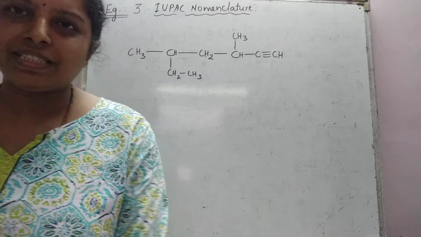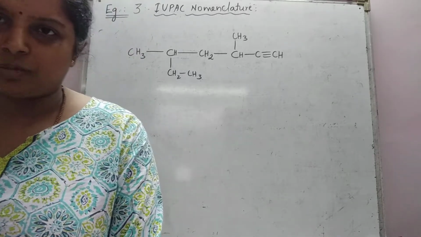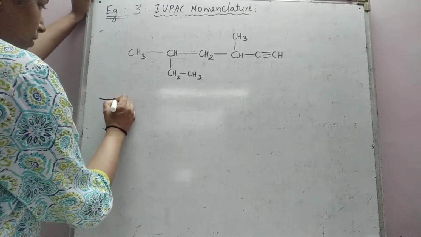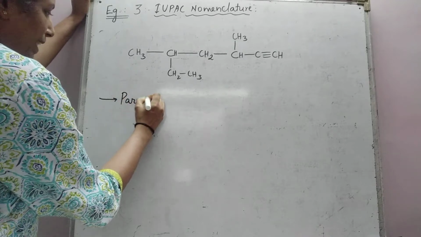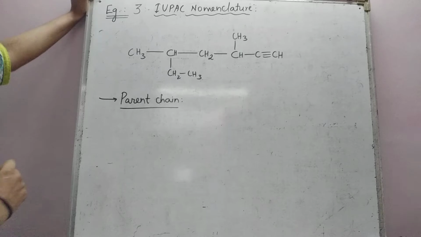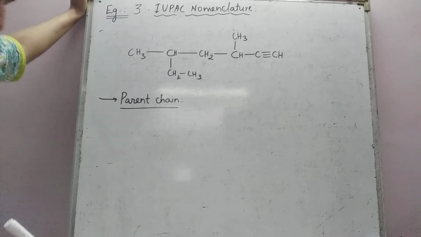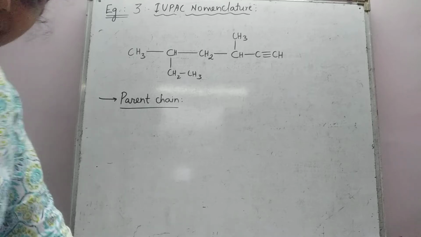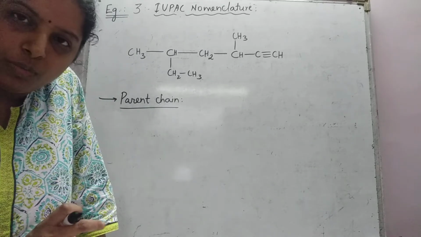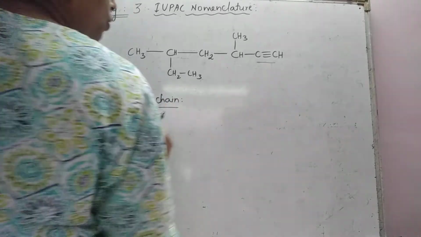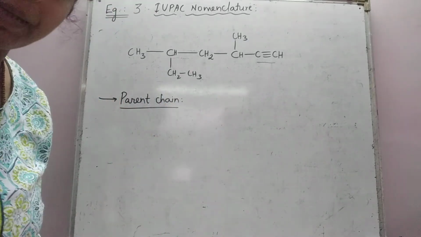Hello students, let us take up the third example of IUPAC nomenclature. This is the compound for which we are going to write the IUPAC name. What is the first step? The first step is to identify your parent chain. Parent chain is the longest chain of carbon atoms. We have learned that the longest chain of carbon atoms, or the parent chain, should necessarily contain the doubly bonded and triply bonded carbon atoms. So in this compound, this part should certainly be present in the parent chain.